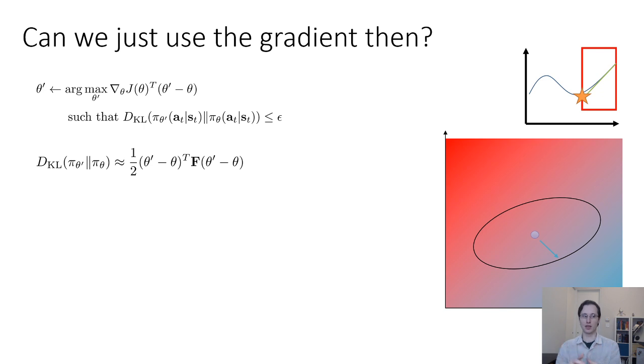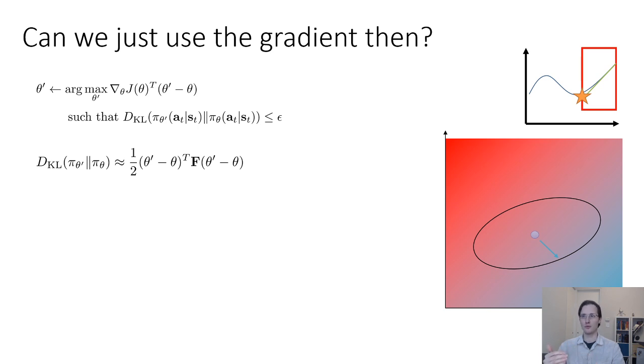And visually, you can think of it as turning that circle into some ellipse, where the shape of the ellipse is determined by the matrix F. The matrix F basically describes which directions in theta space around the point theta lead to large changes in probability and which ones lead to small changes in probability.